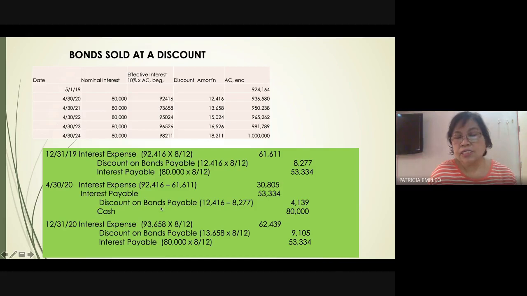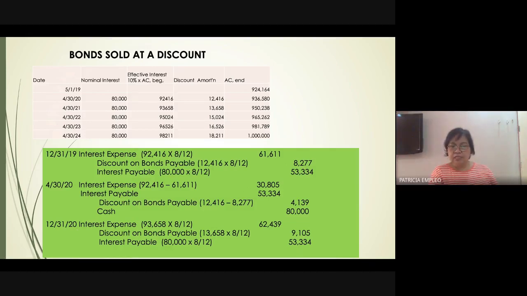Debit interest payable to cancel the previously recognized interest payable at the end of last year, 53,334. Credit discount on bonds payable for the remaining amortization, that is 12,416 for the 12-month period, again from May 1 last year to April 30 this year, but we have already amortized 8,277 at the end of last year, and therefore your additional amortization up to April 30 is 4,139.